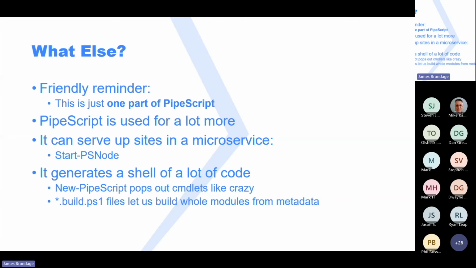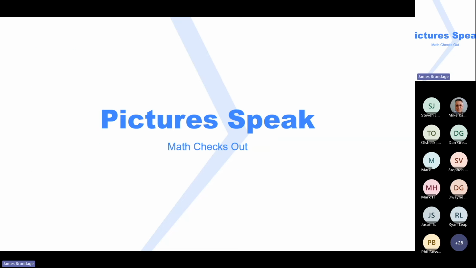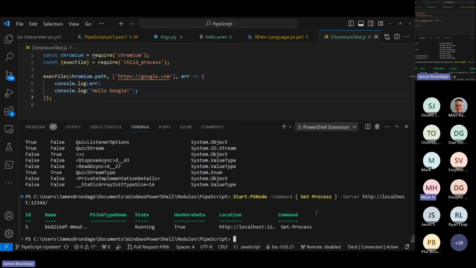Any *.build.ps1 file will run during the build process. And this will let us build whole modules from pure metadata. And *.psp or PipeScript template files can compile any language. I use ps.md files a lot at this point to generate better markdown, basically, to let a picture speak 1,000 words and then, you know, have the math check out. I'm going to show you.